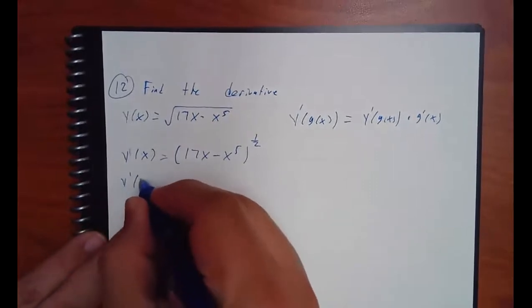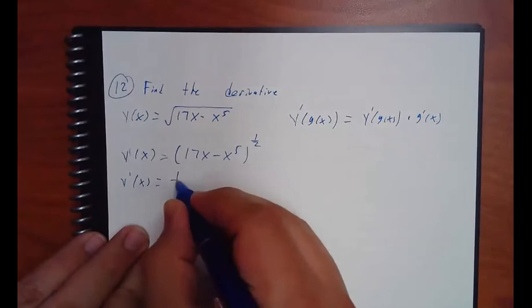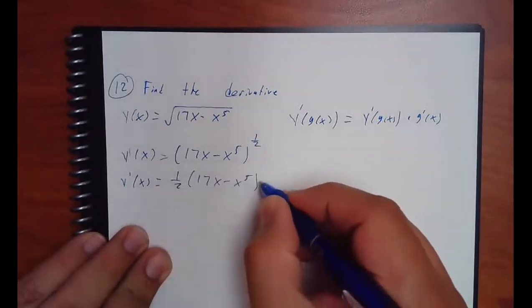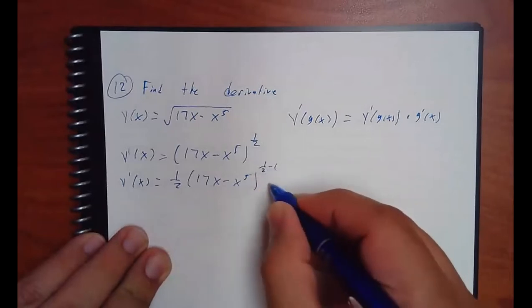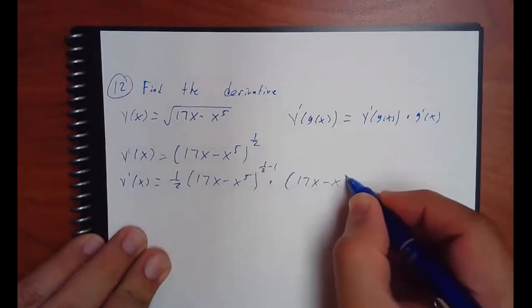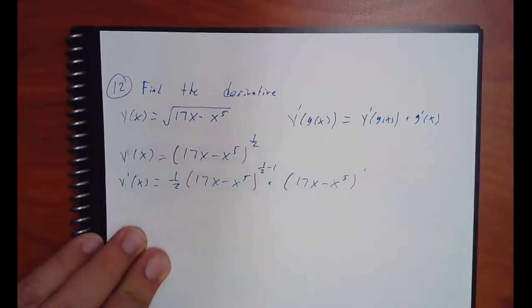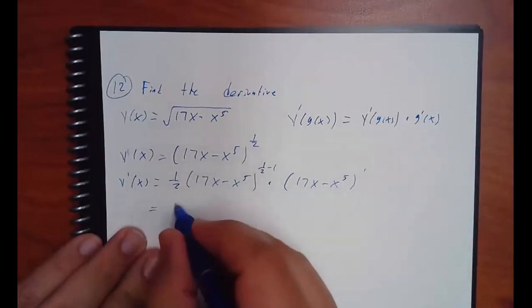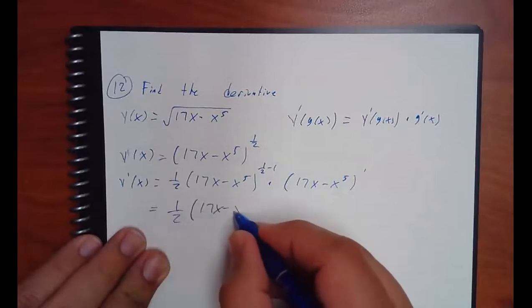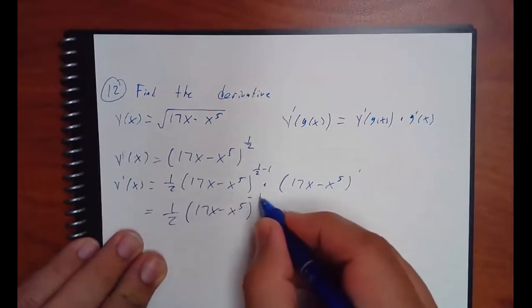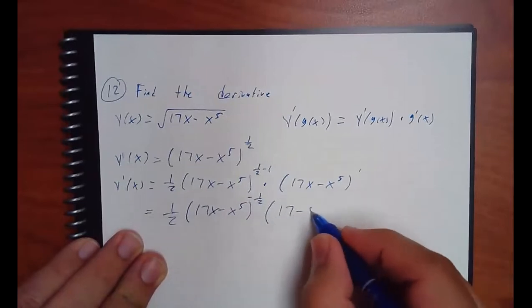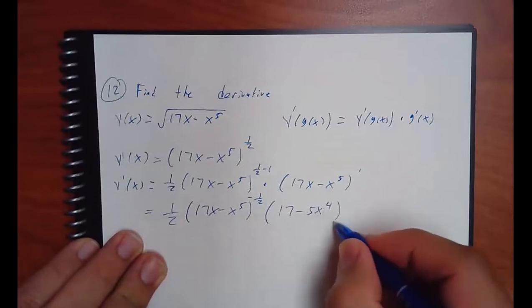So the derivative will be derivative of the outside. Don't mess with the inside. Subtract 1, then times the derivative of the inside. So this becomes 1/2 times 17x minus x to the 5th, negative half, times 17 minus 5x to the 4th.